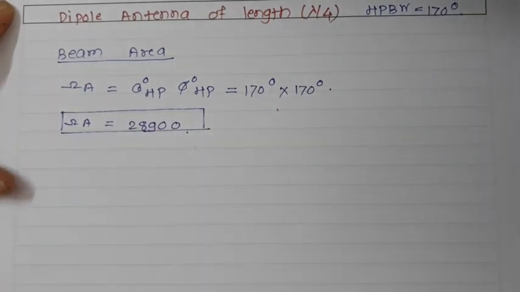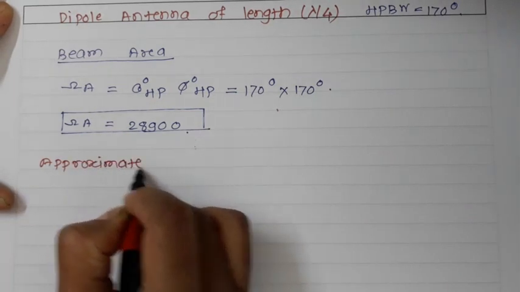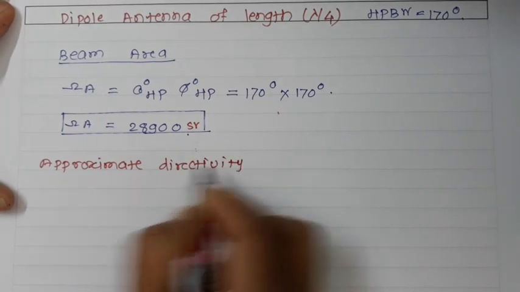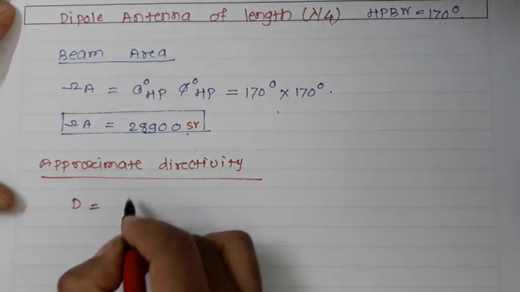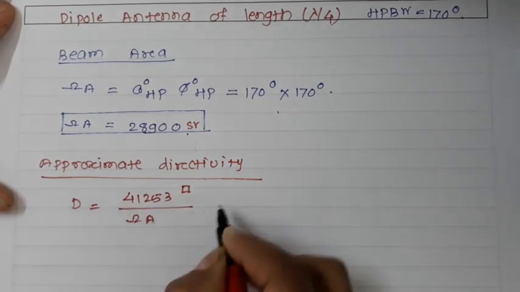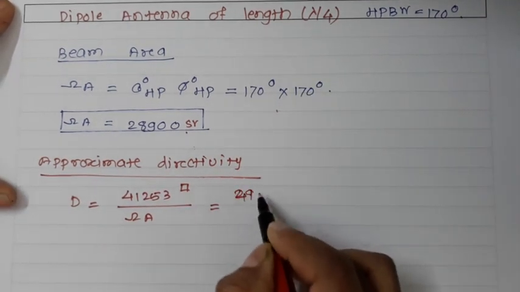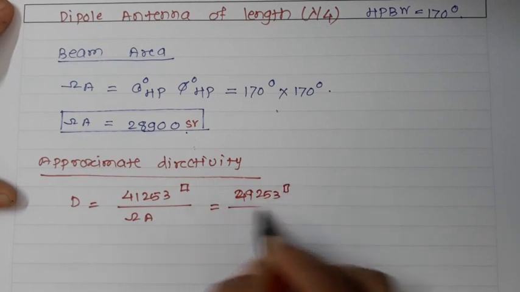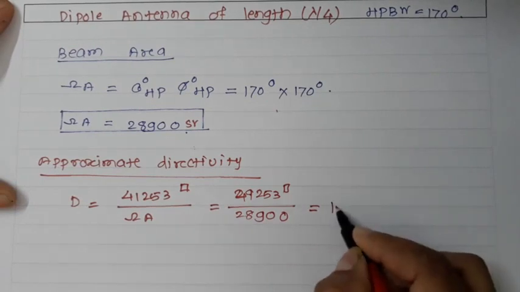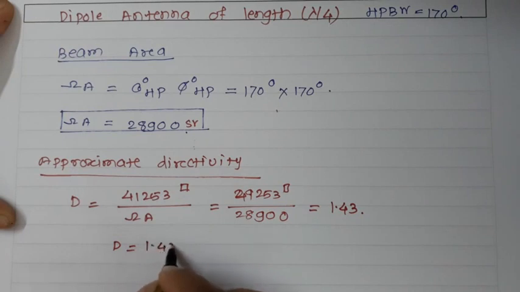If you have the beam area Omega A, I can calculate the approximate directivity. Whenever calculating the approximate directivity, the unit here is steradian. The approximate directivity D is equal to 41253 square degree divided by the beam area. If you calculate this value, 41253 square degree divided by 28900, it comes to 1.43. So if I have got the directivity 1.43, I can go for the gain.